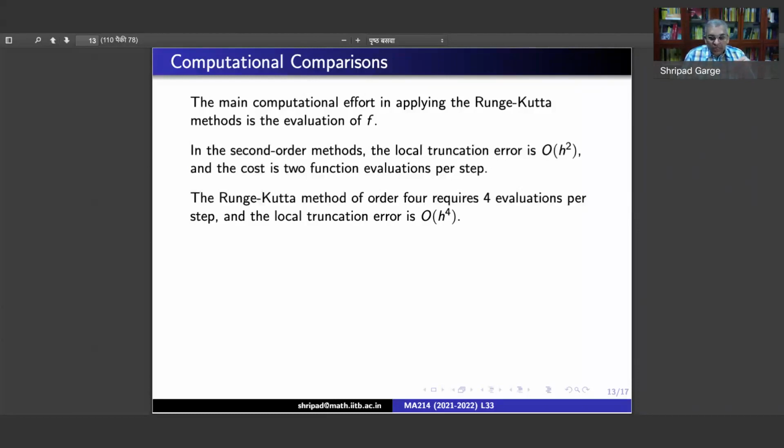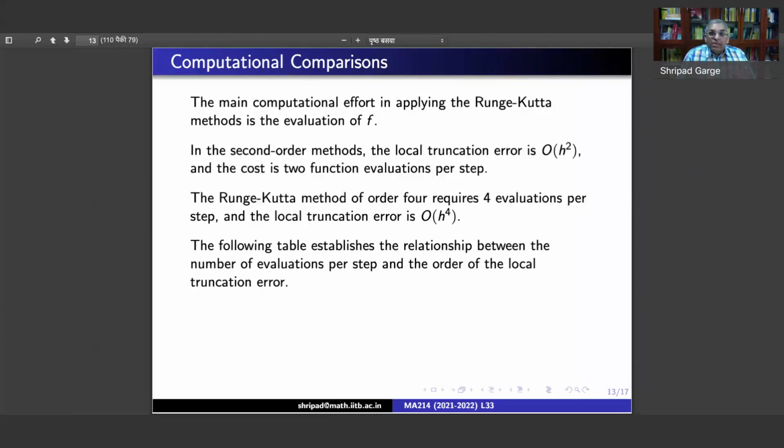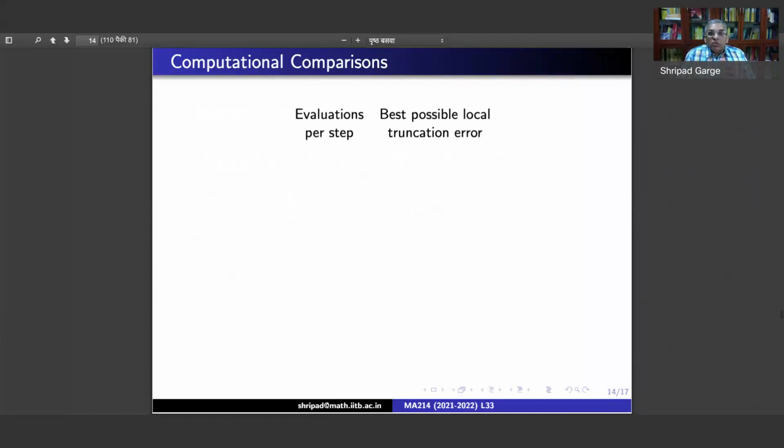So there are 4 evaluations which are required, and the local truncation error is also big O of h power 4. Okay. So we are actually going to give a table which a very brilliant mathematician has obtained, and he has compared the number of function evaluations required for the Runge-Kutta methods of various orders, and the best possible error that we can get for them. So the table will have evaluations per step and the best possible local truncation error. Okay, this is the thing that we are going to compare. And we have seen that when there are two evaluations, we have a method whose local truncation error is big O of h square.